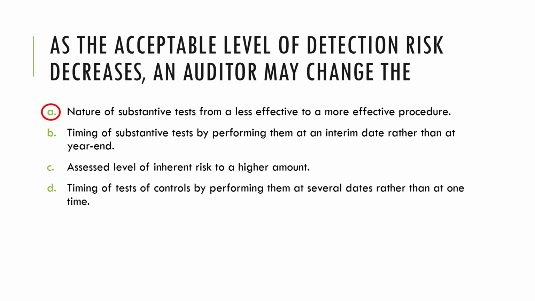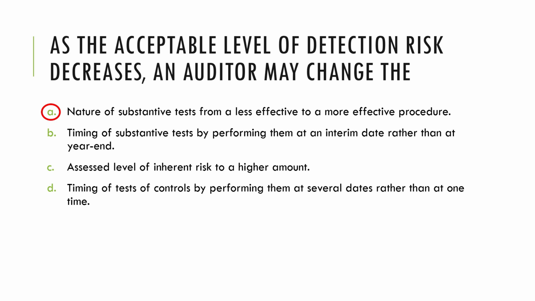So the answer then is not B. Letter C, assessed level of inherent risk to a higher amount. We do have to take note that inherent risk is non-controllable by the auditor. And so therefore, we do not respond to our acceptable level of detection risk by adjusting inherent risk, because inherent risk is not controllable. Letter D, timing of tests of controls performed at several dates rather than at one time is also not necessarily a mark of a strict auditor.